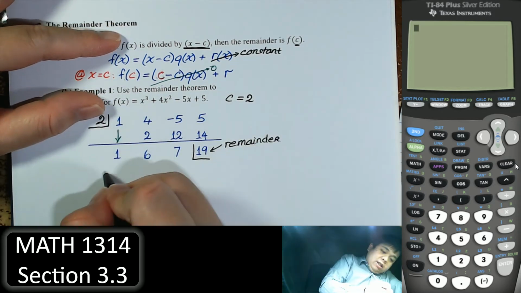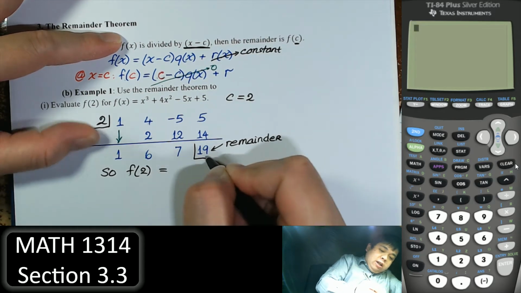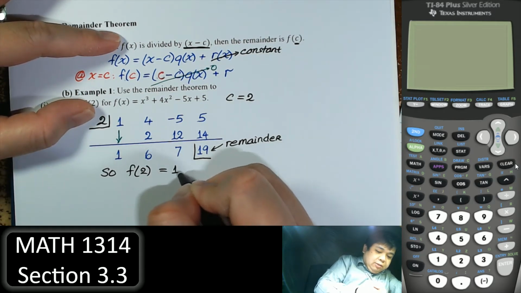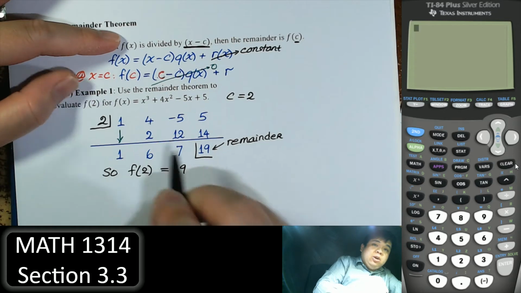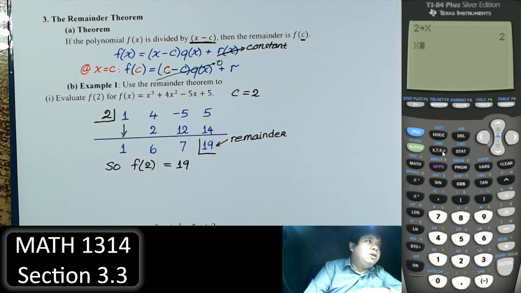So in this case, when we put 2 into the function, it is equal to 19. So the remainder is equal to the values of the function. So let's check to see if it works. 2 is turned to x, and then we have this function.